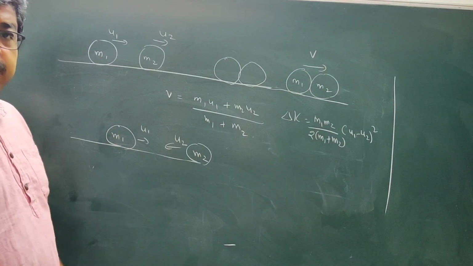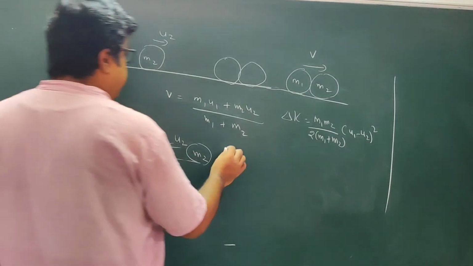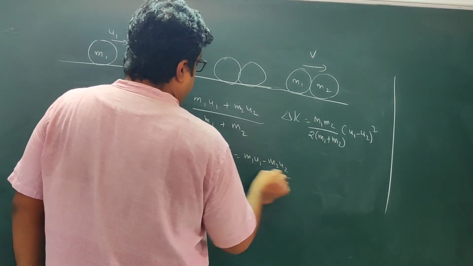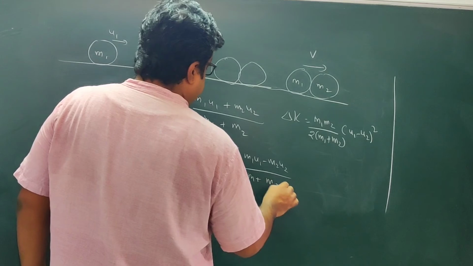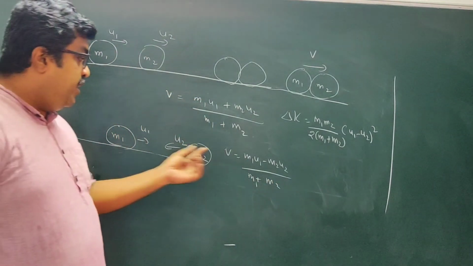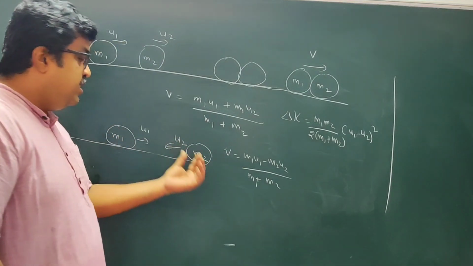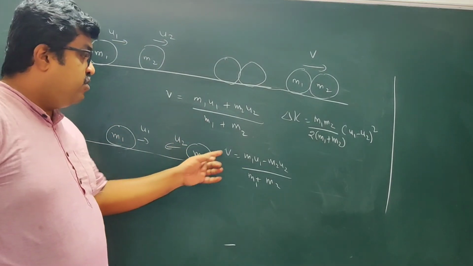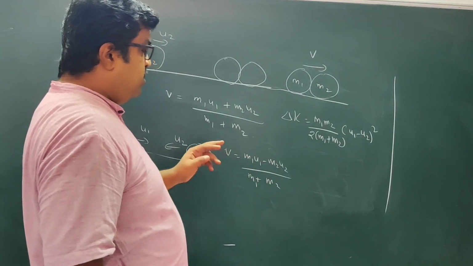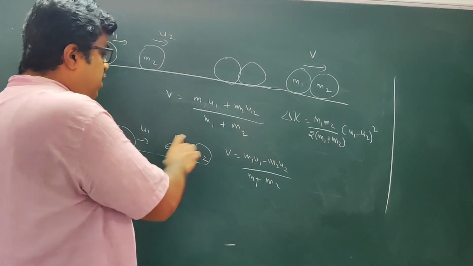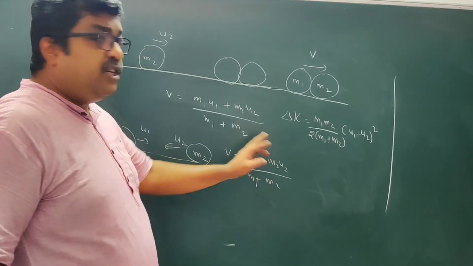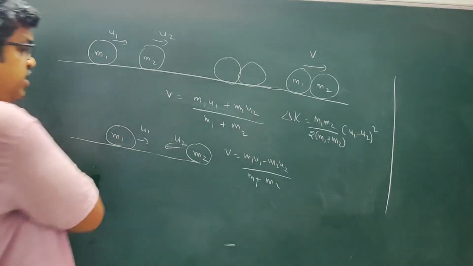Okay, and the collision is perfectly inelastic, so in that case v will be equal to (m1 u1 minus m2 u2) divided by (m1 plus m2). Depending upon which body is having greater momentum, the final velocity will be in that direction. For example, if m1 u1 is greater than m2 u2, this quantity will be positive, so these two masses will move in this direction. In case m1 u1 is less than this, the quantity will be negative, so after collision they will move in the other direction.